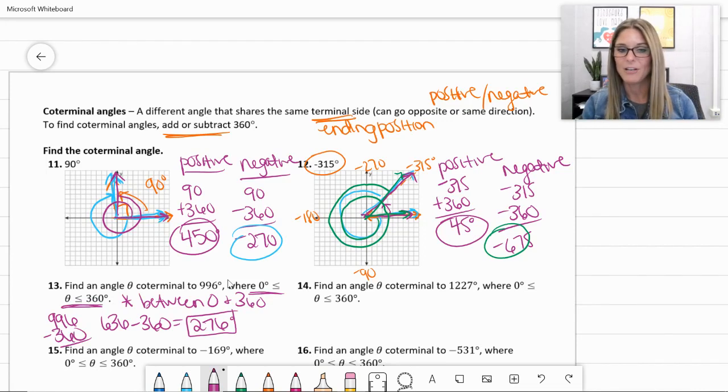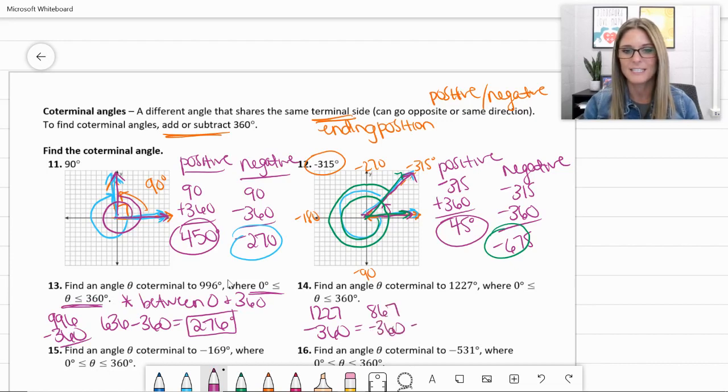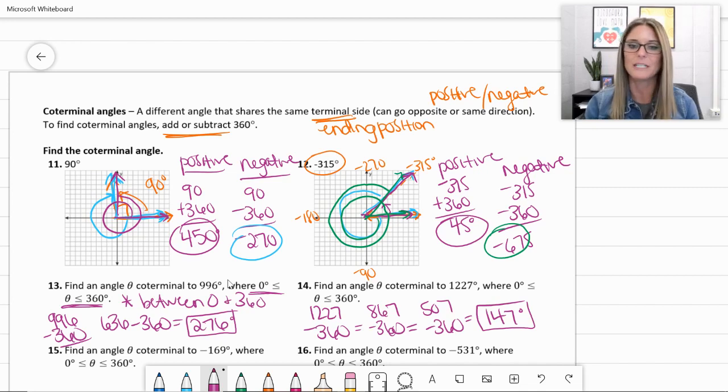Number 14, find an angle theta coterminal to 1,227, where 0 is less than or equal to theta, less than or equal to 360. So take that number and let's subtract 360. Gives us 867, not small enough yet. Subtract another 360. Gives us 507, still not small enough. Subtract another 360. Gives us 147 degrees. Is coterminal with 1,227 and is between 0 and 360.